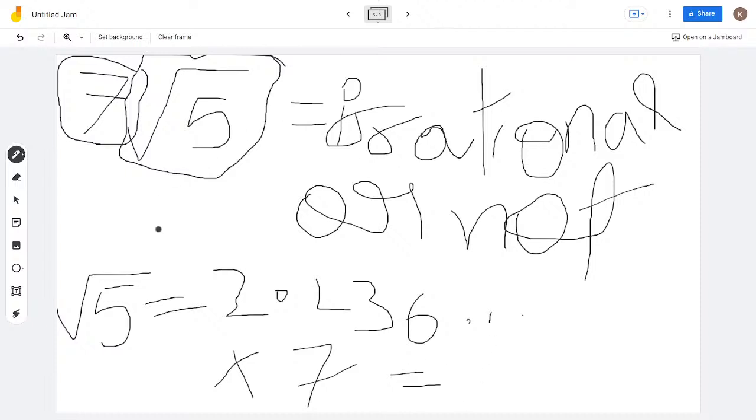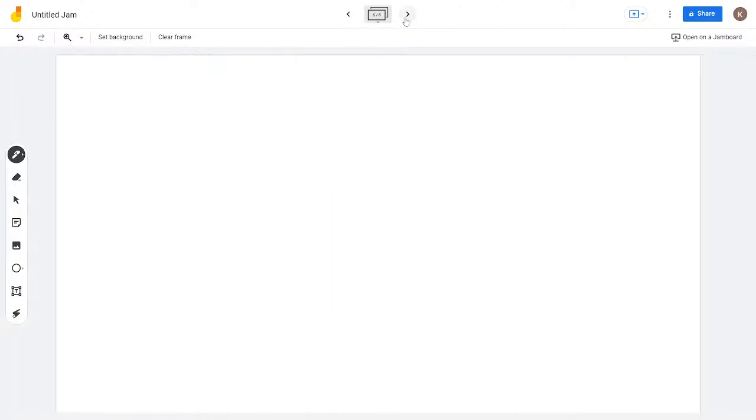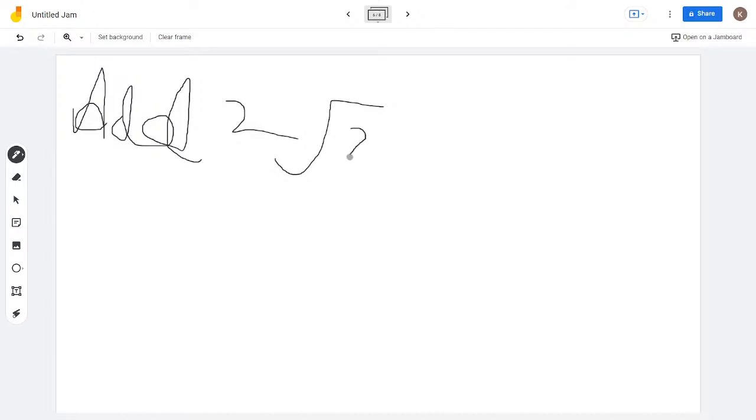Alright, let's move further and have another example. Now if we are asked to add two irrational numbers, how are we going to deal with that? Let me write the example for you. If we are asked to add two irrational numbers such as 2 root 2 and 5 root 3.